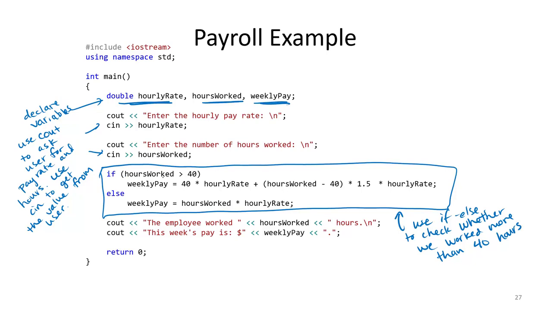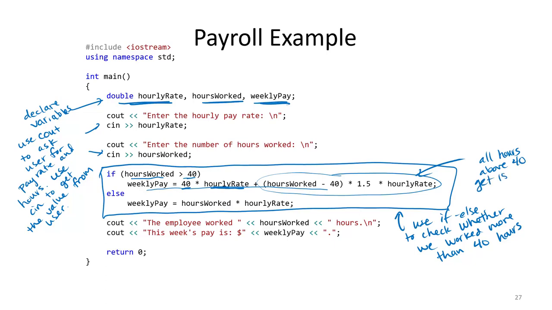So notice, if we worked more than 40 hours, if hours worked is greater than 40, then notice our pay calculation is different. We get 40 times the hourly rate plus all hours above 40. Those get 150% pay. Otherwise, if we worked less than 40 hours or 40 hours exactly, then we just get hours times pay rate.